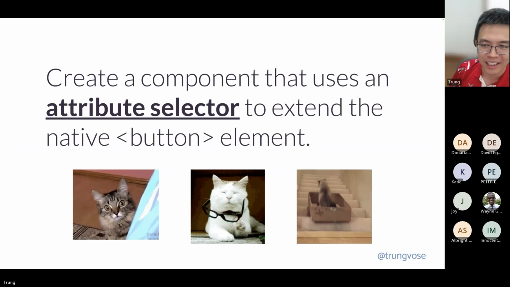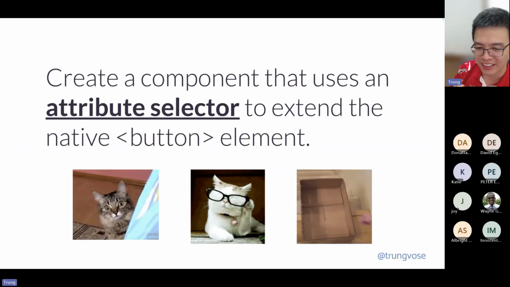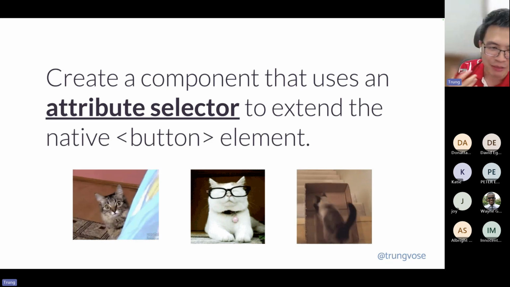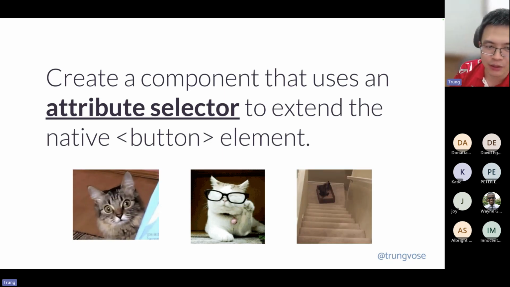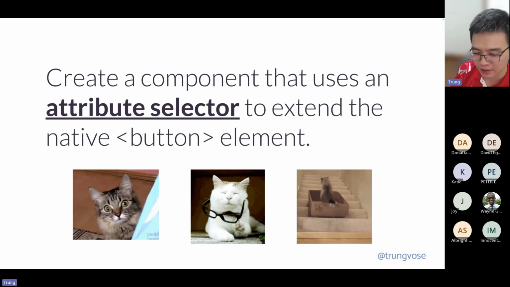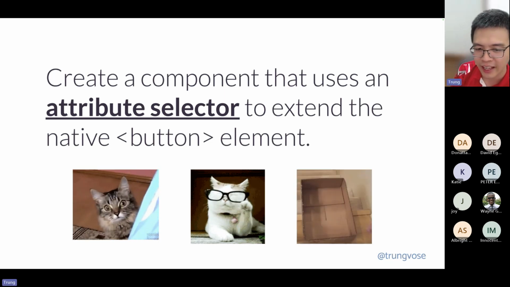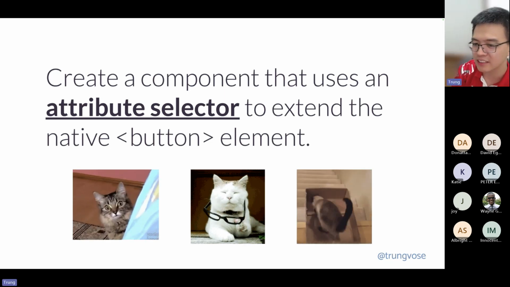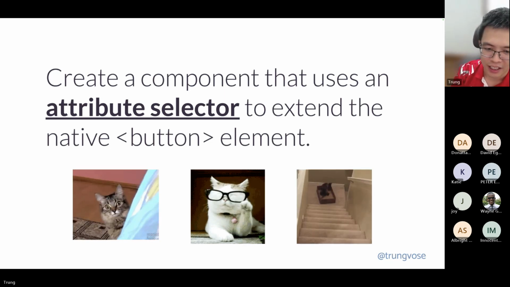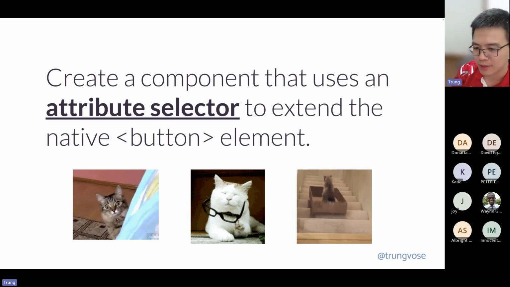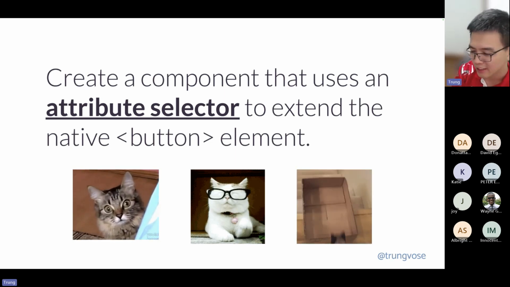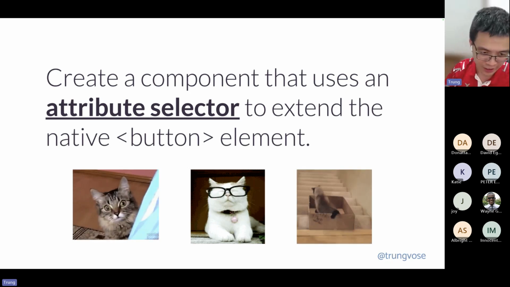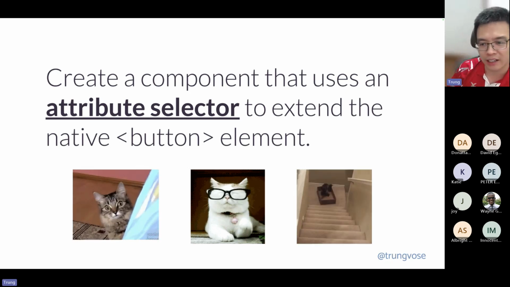And the idea in Angular was that we need to use something we call an attribute selector, so that we can extend the native button element instead of creating a custom component for the button. So it doesn't really make a lot of sense now because you don't see the code, but hopefully it's going to be clear in the next slide.